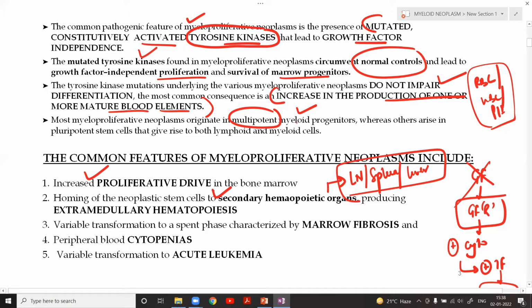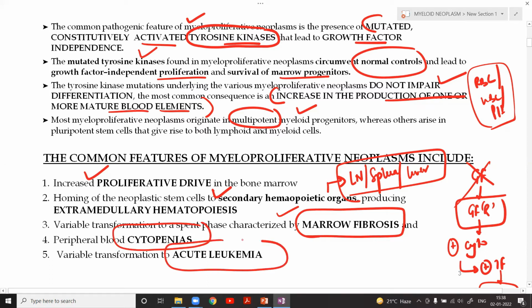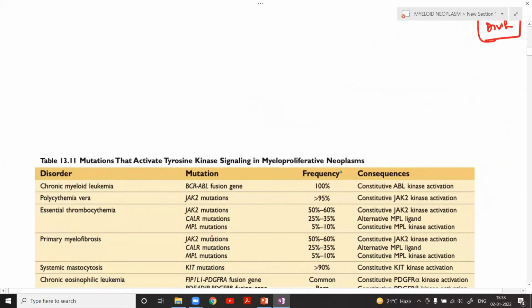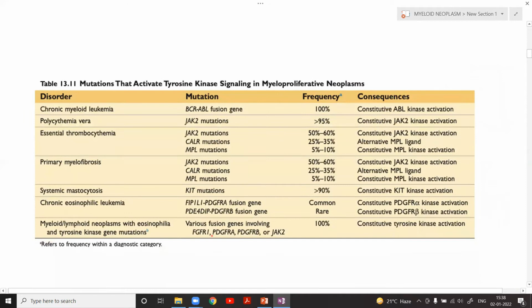Now, over a period of time, all this phase will ultimately become spent. They will be exhausted, and ultimately there will be marrow fibrosis followed by peripheral blood cytopenias, and it might also transform into acute leukemia. Are these points crystal clear with regards to your myeloproliferative neoplasm? Yes, everyone. So what are these myeloproliferative neoplasms?